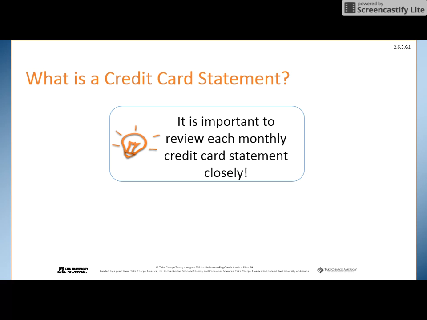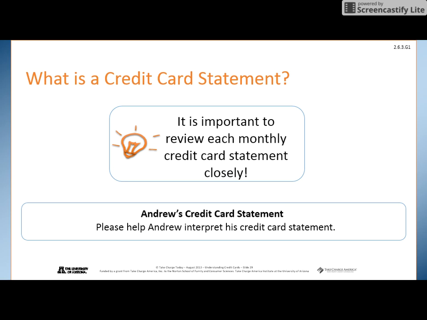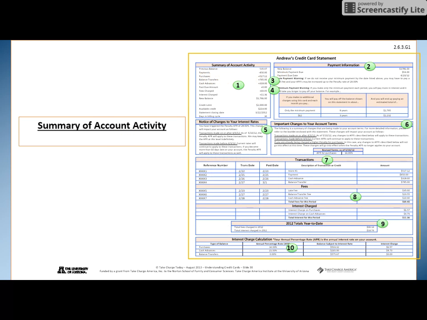What is a credit card statement? It is important to review each month a credit card statement closely. Similar to a bank statement, we're not actually going to review Andrew's. We will do that in class. So this is an example, and I know this says Andrew's up at the top, but this is an example of a credit card statement.